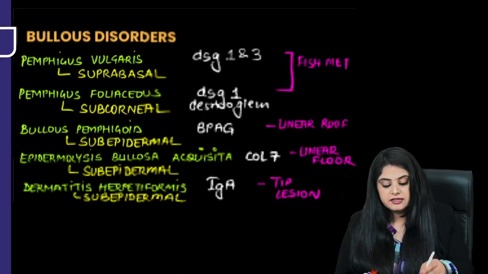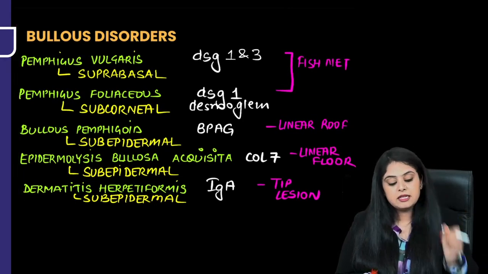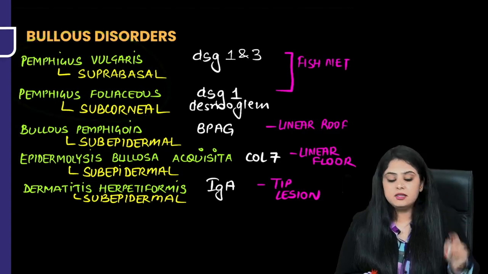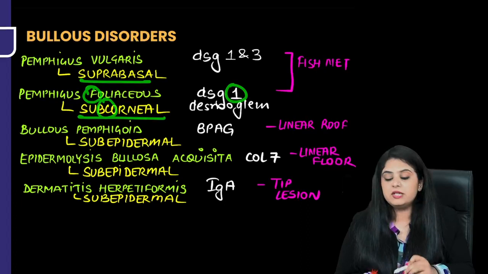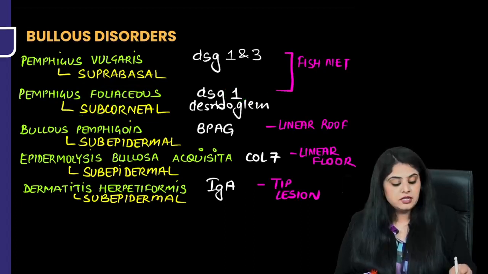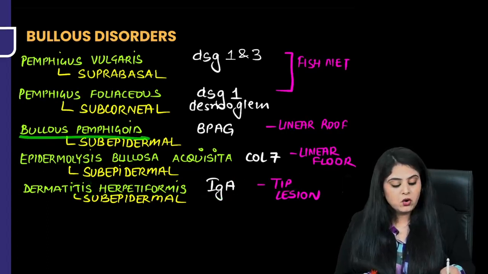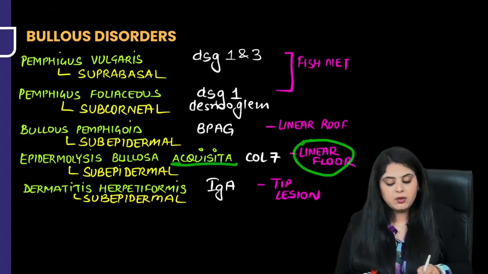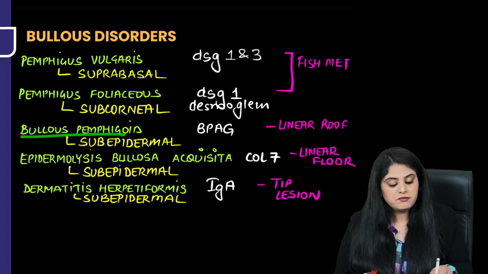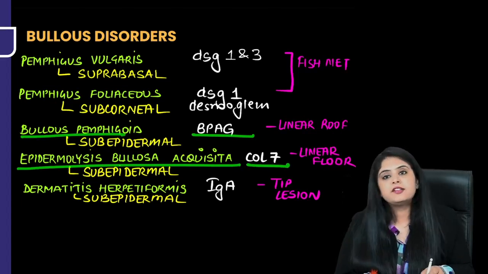This entire thing that I've got over here is your bullous disorder go-to point. So repeating, the first two are going to be in the epidermis, suprabasal and subcorneal. Foliaceus is first layer, first desmoglein. Both of them are going to have fishnet. Then we have three things which are subepidermal. Dermatitis is going to show you tip lesion with IgA. Bullous pemphigoid is going to go God, so linear along the roof. Acquisita, aqua, linear along the floor. Bullous pemphigoid is BPAG antigen, and epidermolysis bullosa acquisita is collagen 7 defect.